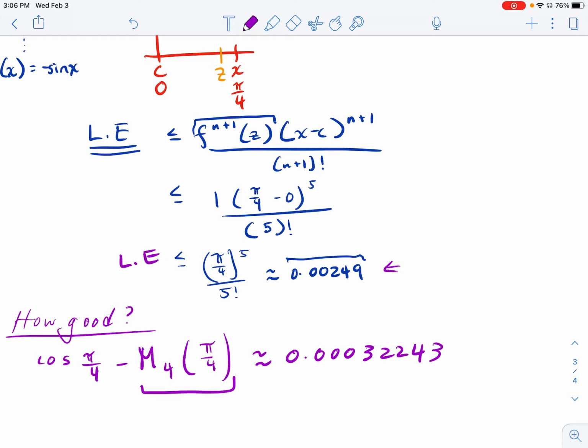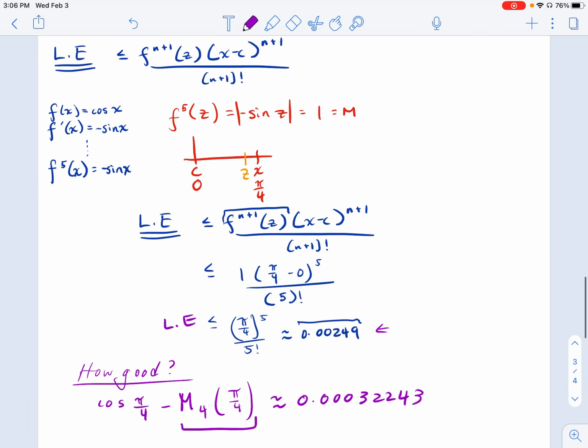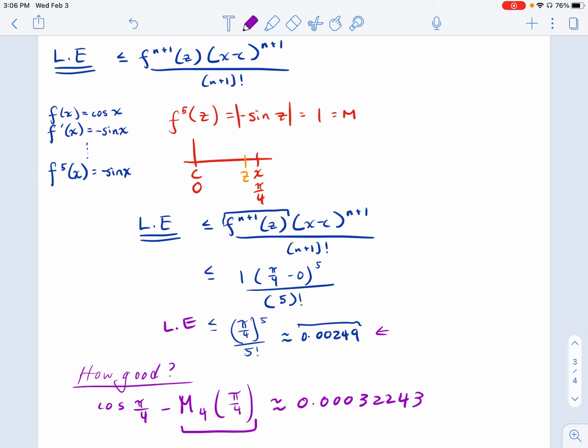So hopefully this gives you a sense of how we're using our next term, similar to the alternating series error, to find the error for a series that may not necessarily be alternating.